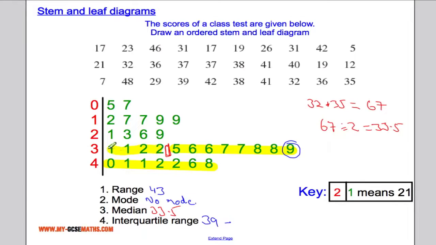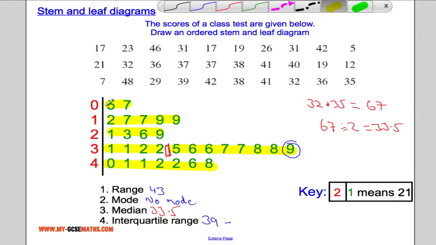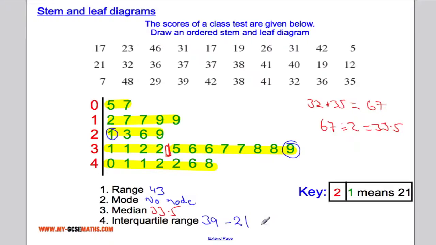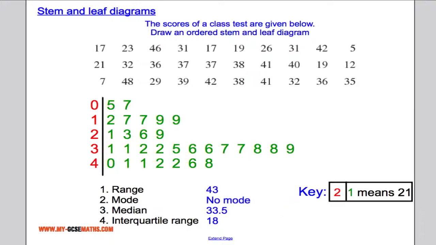So this part here. So again, we have 15 data points to the left of the median. So if I count 8 along, 1, 2, 3, 4, 5, 6, 7, 8. So 21 is the lower quartile. 39 take away 21 is 18. So 18 is the interquartile range. And just confirming our answers there.